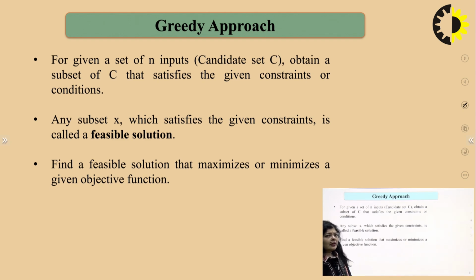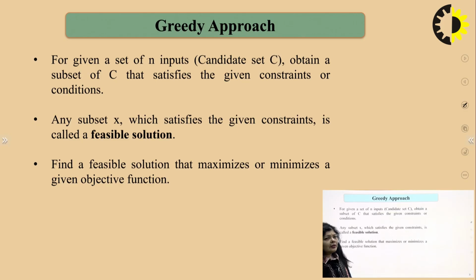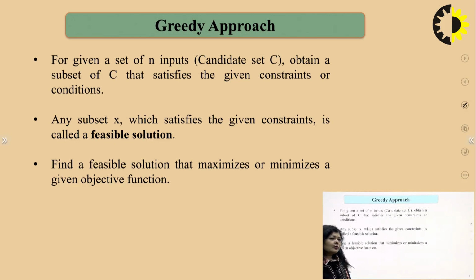So, out of C, we need to select the inputs in such a manner that we create a feasible solution first of all, and whatever feasible solution we get should satisfy all the constraints. This is the important property of a feasible solution. Now, there could be multiple feasible solutions out of a given input set, and we are only interested in finding the best feasible solution for the given problem.